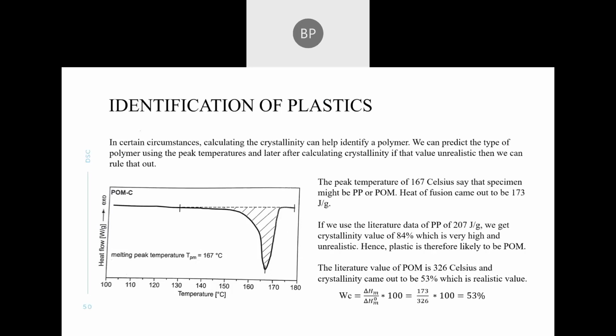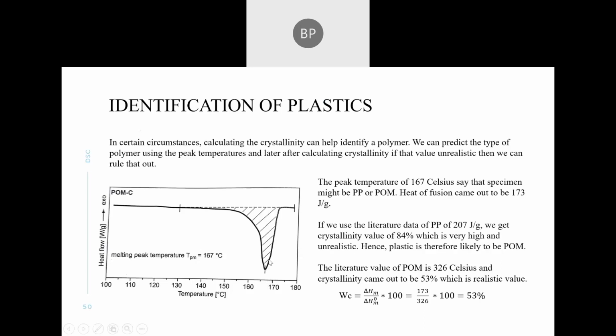And in certain circumstances, we can find the plastic by calculating the crystallinity of the sample. For example, this is the curve that we observed after taking the DSC analysis for a sample, and we want to find out what this sample is. From this curve, we can deduce that the melting peak temperature is observed at 167 degrees Celsius. And from the data available with us, we can say that the melting peak temperature of 167 Celsius is observed for either polypropylene or POM.